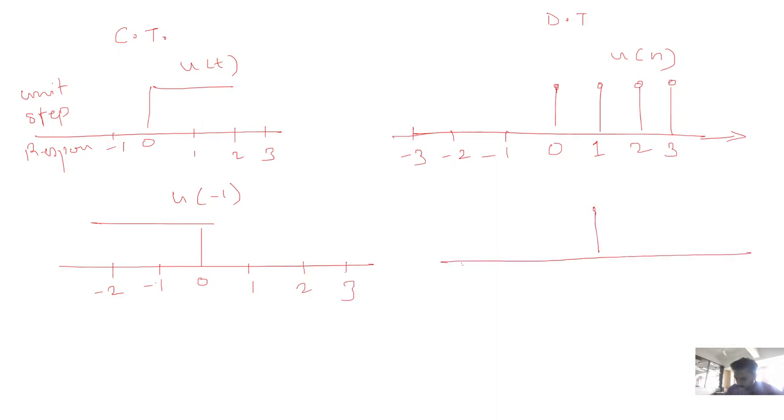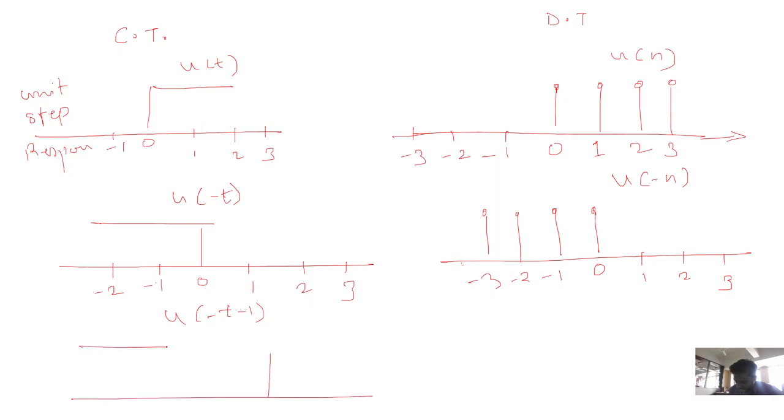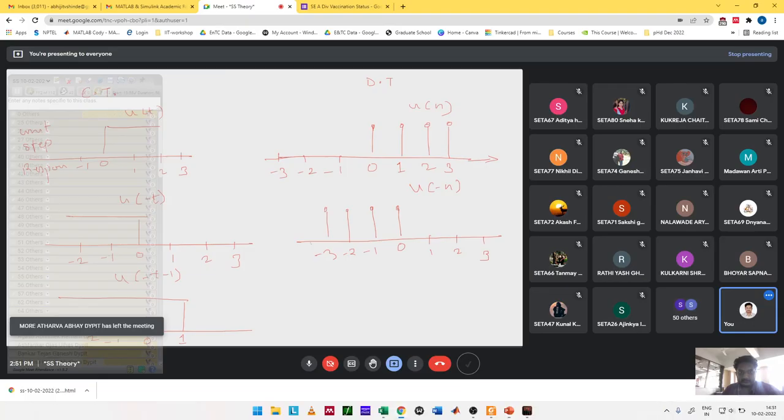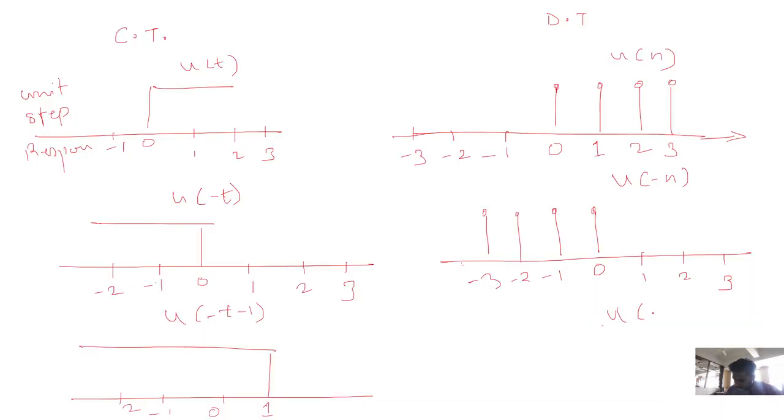And in discrete time it will look something like this: 0, minus 1, minus 2, minus 3, and 1, 2, 3, and this is u of minus n. u of minus t minus 1 will look something like this: 1, 0, minus 1, minus 2. And u of minus n minus 1 will look something like this: 1, 0, minus 1, minus 2, minus 3, and 2 and 3.